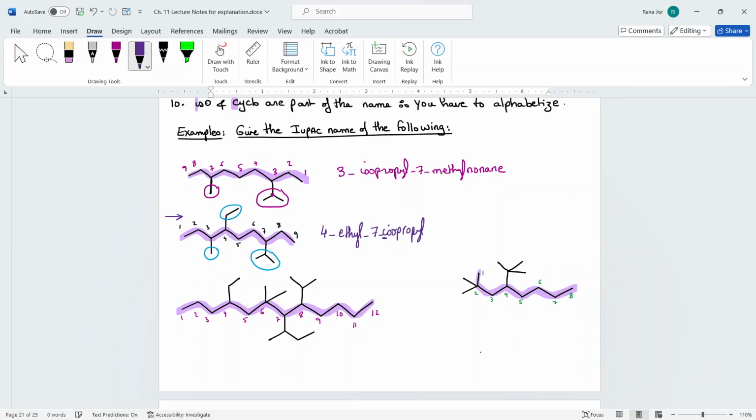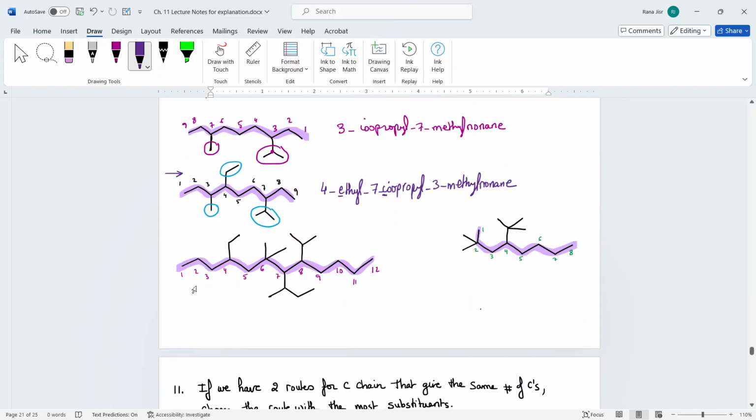The E comes before the I. And then after this, the M for the methyl. So I have a 3 methyl. And then the name here is going to be nonane. Okay. Same thing in there.